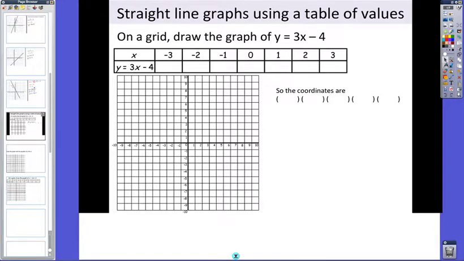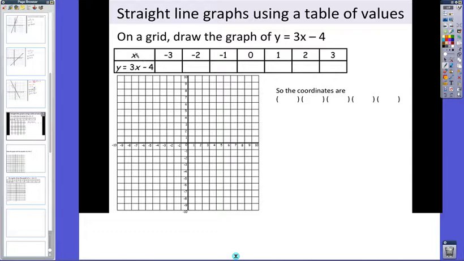Let's begin. Straight line graphs using a table of values. With these kinds of questions, you'd get an equation of a straight line, and you're told to draw the graph. With this question, I've done most of the work for you. I've written the table of values already. Sometimes you have to do that yourself.